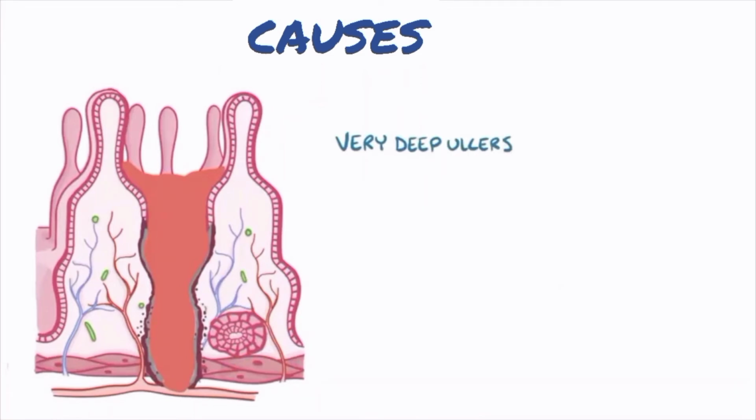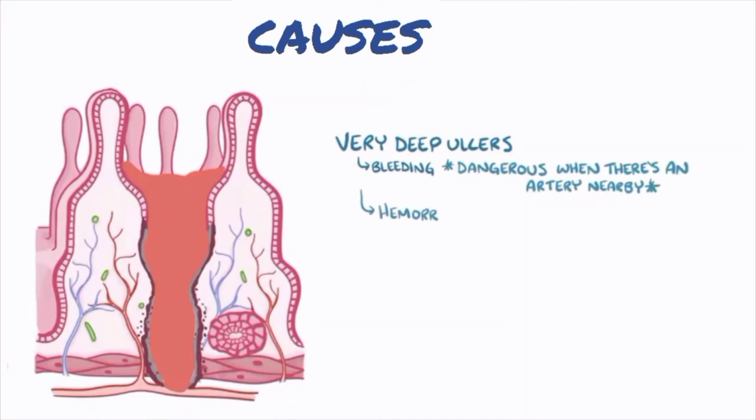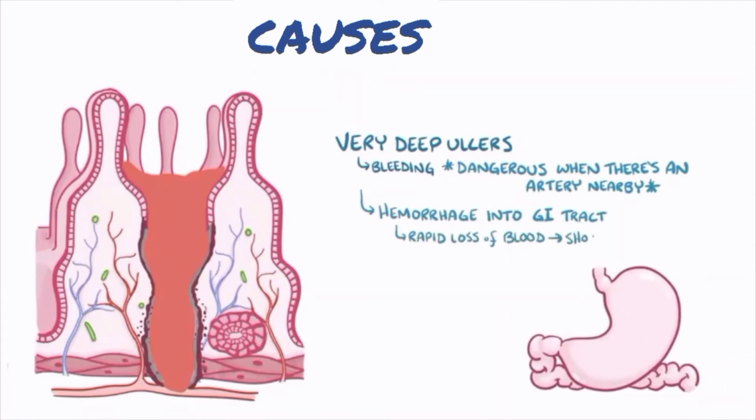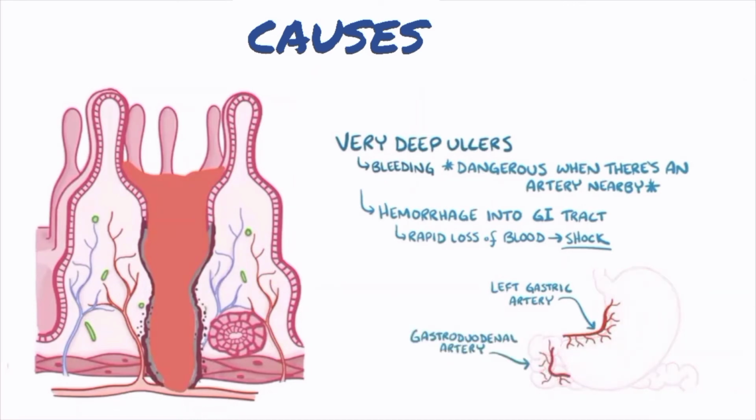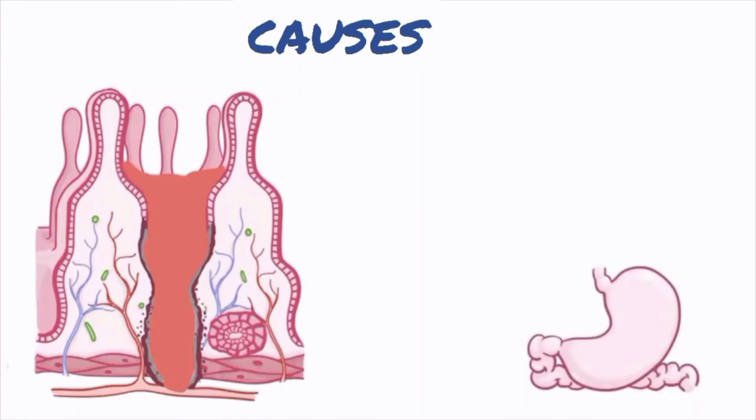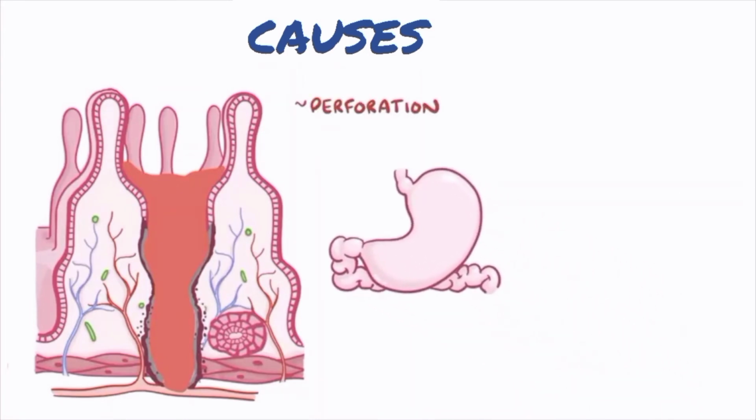Very deep ulcer can erode into underlying blood vessels and can cause bleeding, which is a problem that's extremely dangerous when there is a nearby artery. That's because hemorrhage into the gastrointestinal tract can happen, and this rapid loss of a lot of blood can ultimately lead to shock. Two well-known dangerous spots are when there is a gastric ulcer on the lesser curvature of the stomach eroding into the left gastric artery, and a duodenal ulcer on the posterior wall of the duodenum eroding into the gastroduodenal artery.